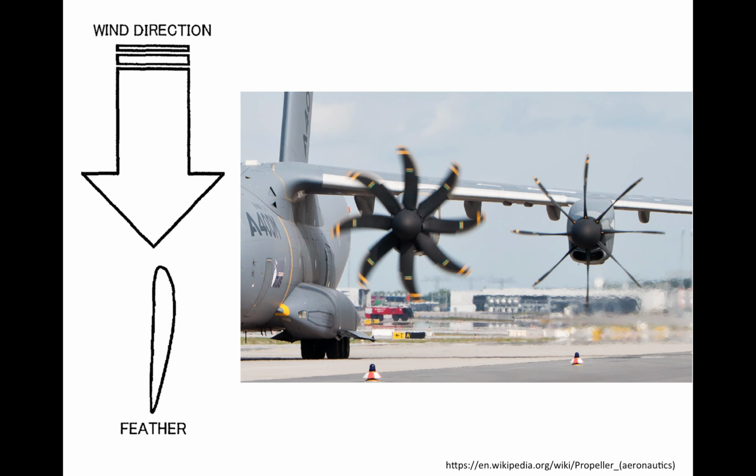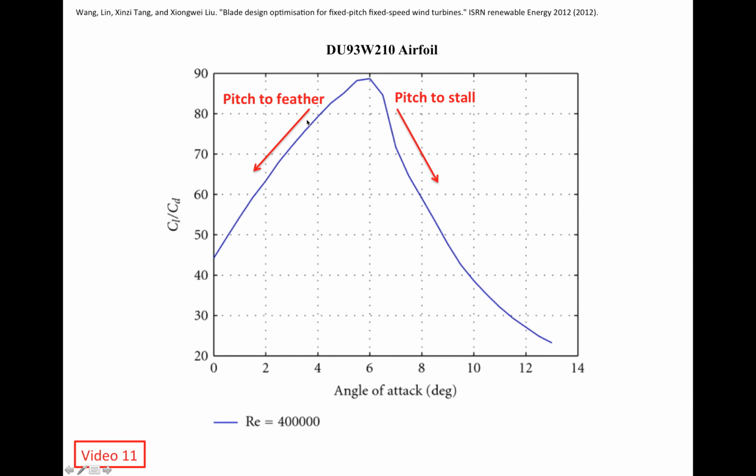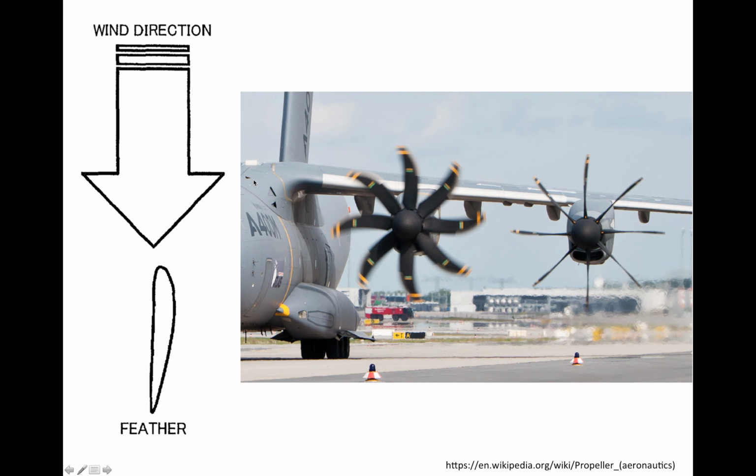So if we reduce the angle of attack, if we choose this particular path, in the limit we reach an angle of attack of 0. So this is the direction of the relative wind, and if the angle of attack is 0, it means that the direction of the relative wind is parallel to the chord line of the airfoil. So this is actually the feathering condition. The orientation of the airfoil is almost aligned with the direction of the relative wind.